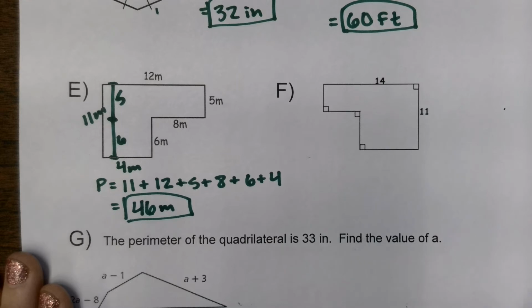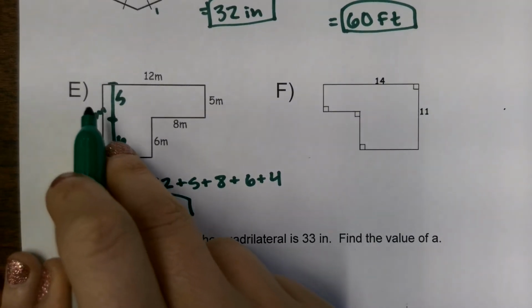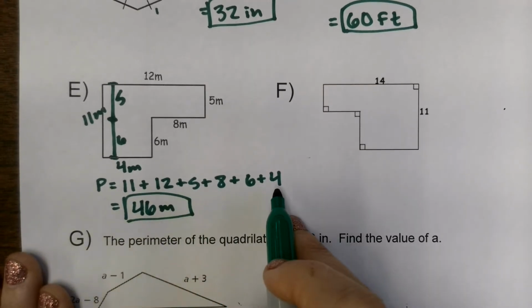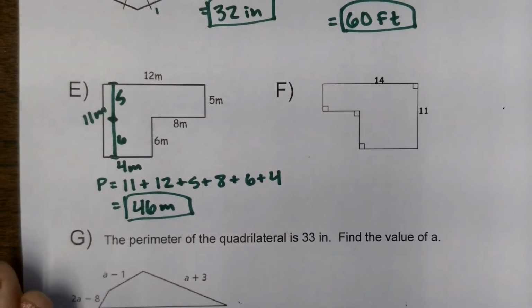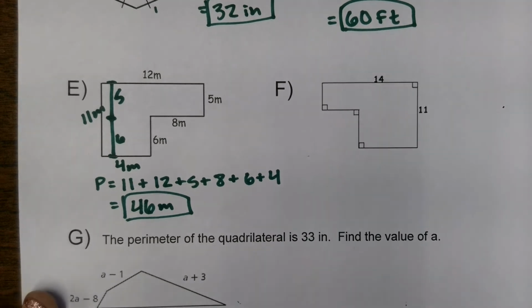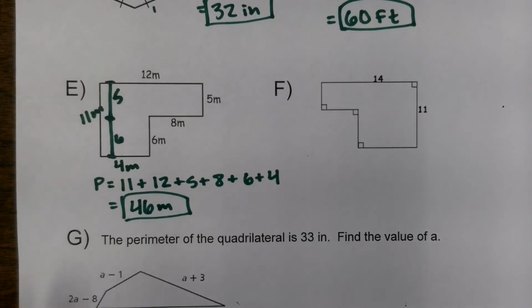So adding up all of our sides, that's what we've got. It might help you to count the number of sides, 1, 2, 3, 4, 5, 6, to make sure that you have 6 numbers because there were 6 sides. It is a hexagon.